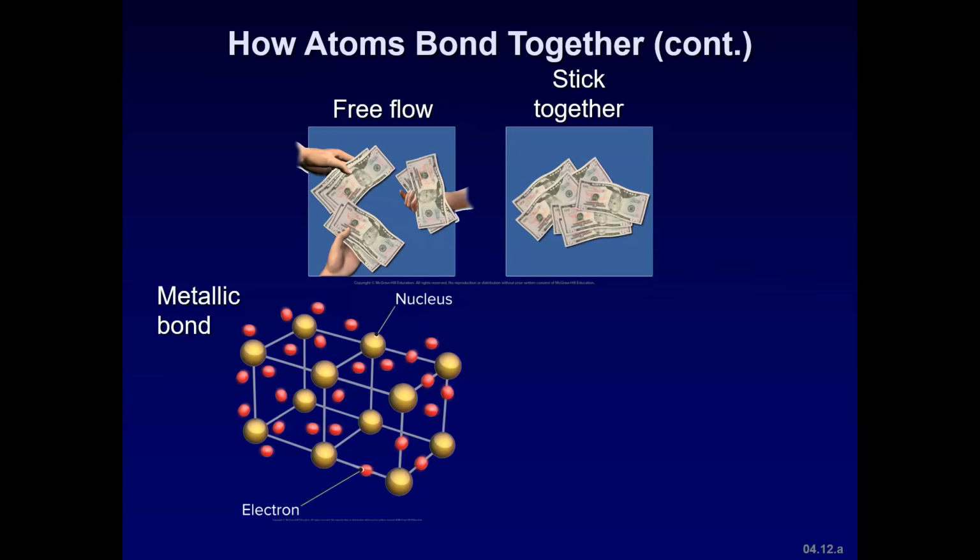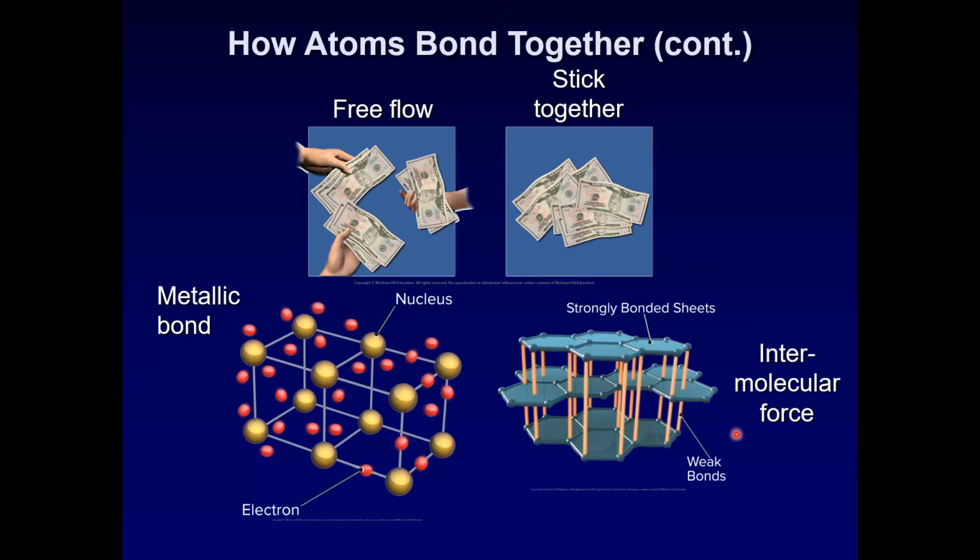You could also have a situation where atoms stick together with intermolecular force. It's relatively weak. That's where you have several types of weak bonds that can attract a molecule to another molecule. So this is just a pile of cash, and you can pull it apart very easily. Mica is an example of a mineral with intermolecular force.